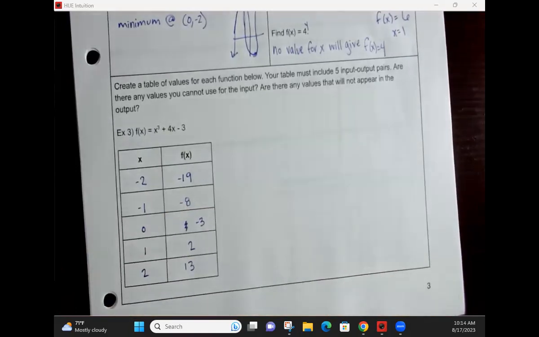And now output. Is there anything that I will not get from the output? Any Y values? Is it impossible? Like the last problem, it was impossible to get 4. -23. Is that based on something? I'm just assuming.